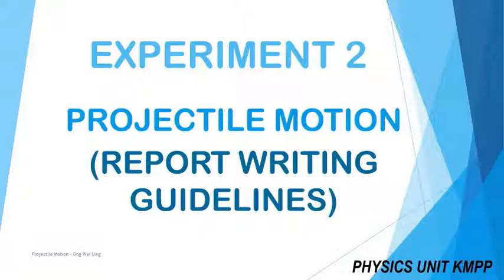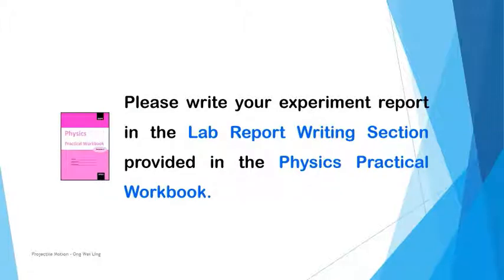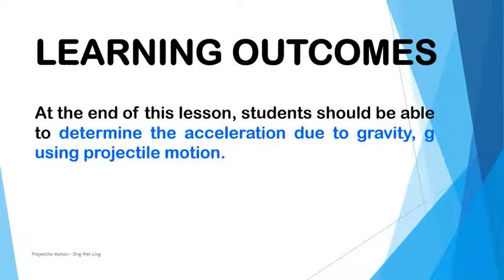Report writing guidelines for Experiment 2, Projectile Motion. Please write your experiment report in the lab report writing session provided in the Physics Practical Workbook. Learning outcomes: at the end of this session, students should be able to determine the acceleration due to gravity, g, using projectile motion.